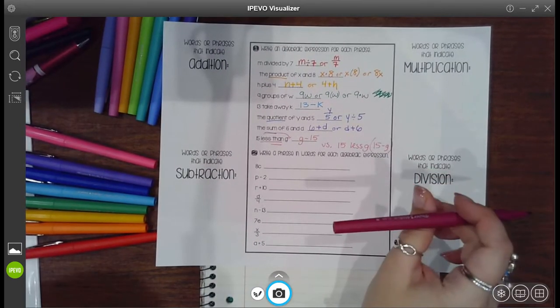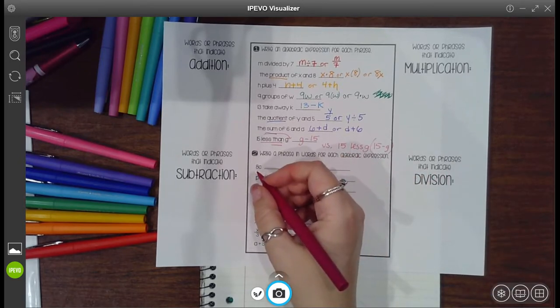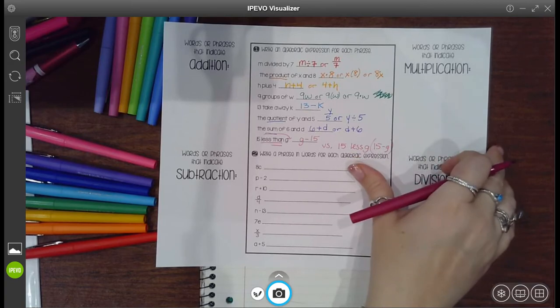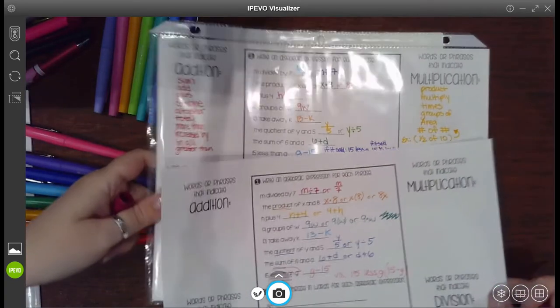And then for a word phrase, let's see, you're multiplying. So you could say something like 8 times C or the product of 8 and C. Either of those would work.